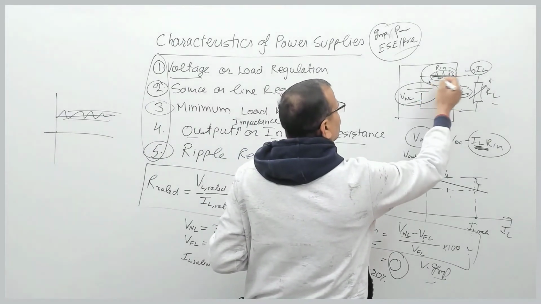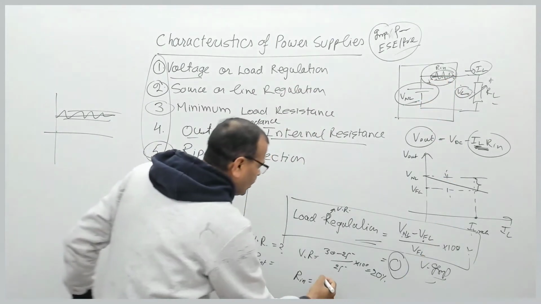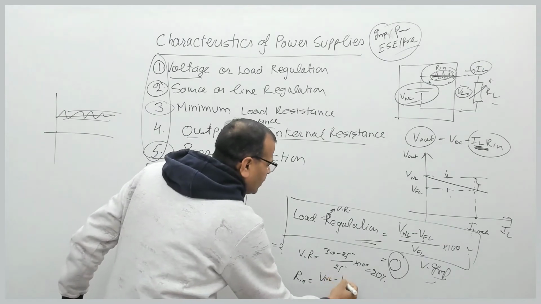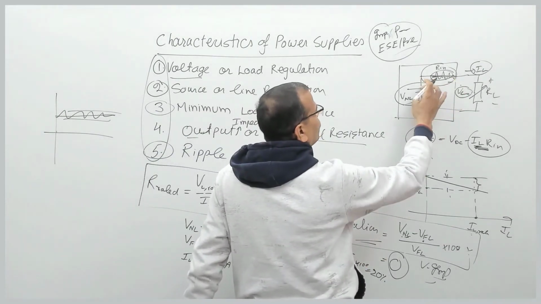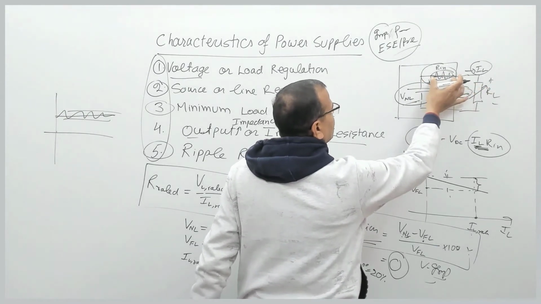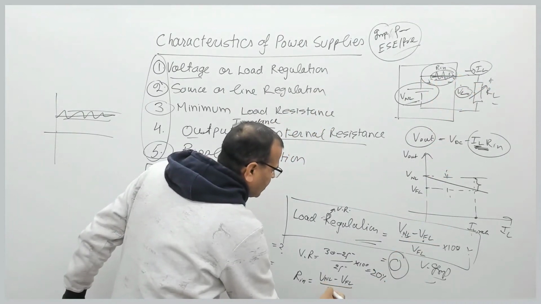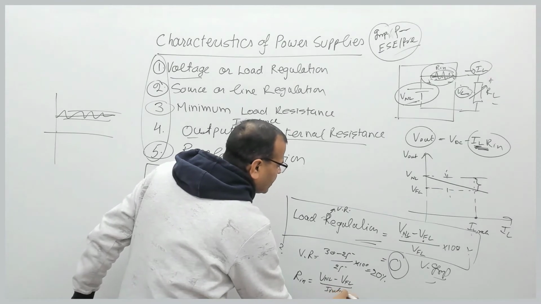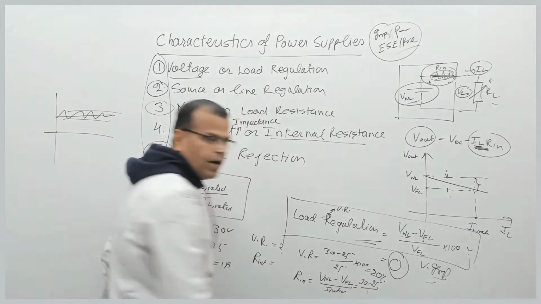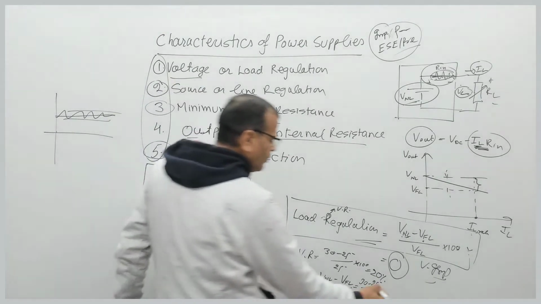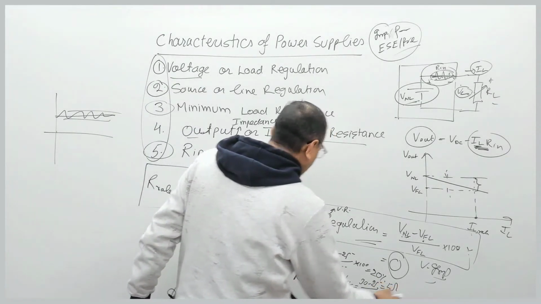Voltage drop across this resistance is what? No load minus full load, that is the voltage drop across this. This voltage minus this voltage drop, divided by rated current, is nothing but the internal resistance. That is 30 minus 25 divided by 1, right? So that gives you 5 ohm, that is the internal resistance.